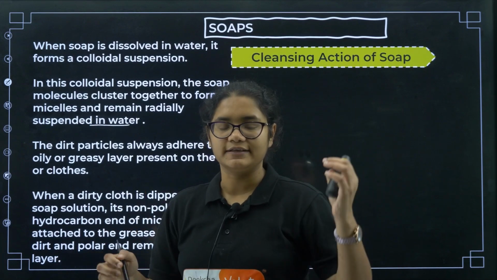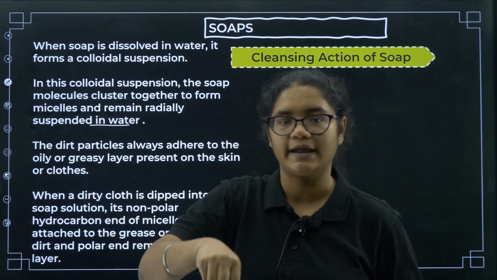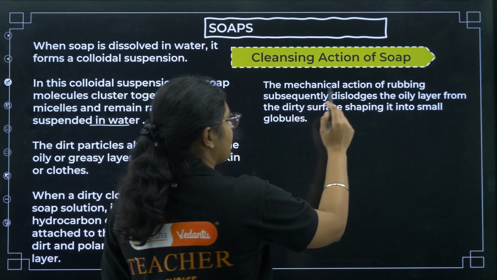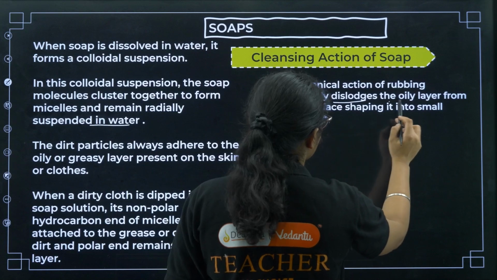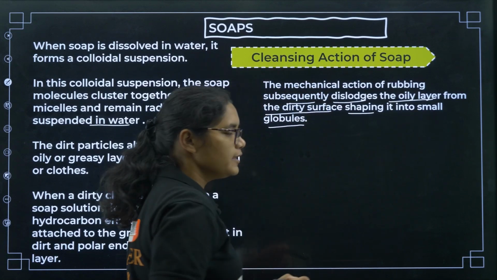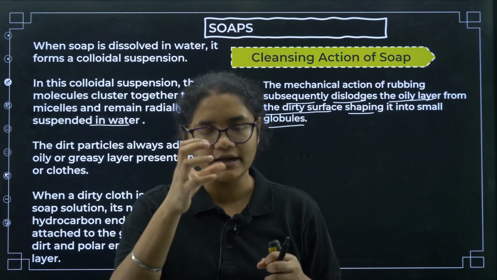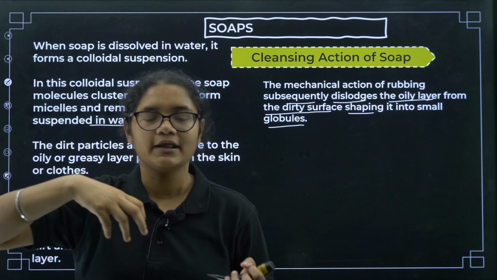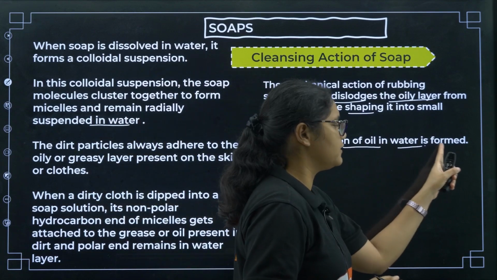So as soon as you drop the cloth, these micelles go, and through their hydrophobic part they get attached to the dirt particles. Next what happens? The mechanical action of rubbing subsequently dislodges the oil layer from the dirty surface, shaping it into small globules. When you rub the clothes, these micelle structures will pull out the dirt particle from the cloth and keep it inside them, right? And then when you throw the water, a stable emulsion of oil in water is formed.